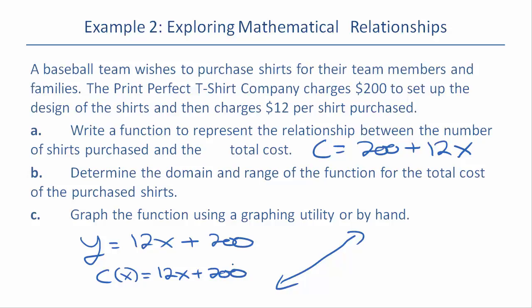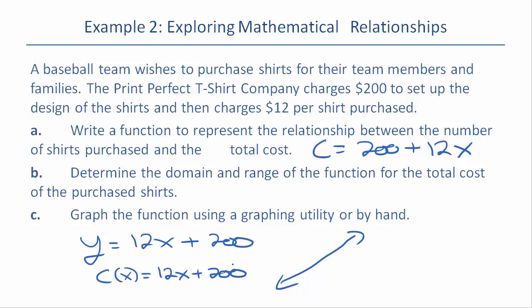You could purchase no shirts if you wanted to, right? It'd be kind of silly, right? Because you're paying them $200 for nothing. But technically, I would say the domain is x is greater than or equal to 0, and it's only integers. And we can talk about how to list that mathematically later.